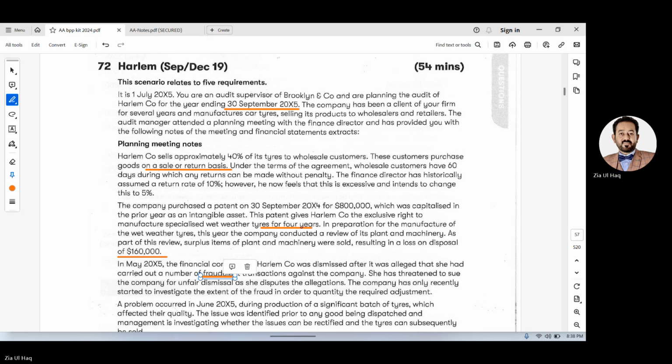Because it is not clear whether she will win the case or the company will win the case. If the company has proved the dismissal was fair, then there will be no provision. But if she proved the dismissal was unfair, then there will be a provision. So there could be chances of a provision or contingent liability. If not accounted properly, financial statements could be manipulated or misstated. So we write two separate things: one for unfair dismissal and one for fraudulent transactions.